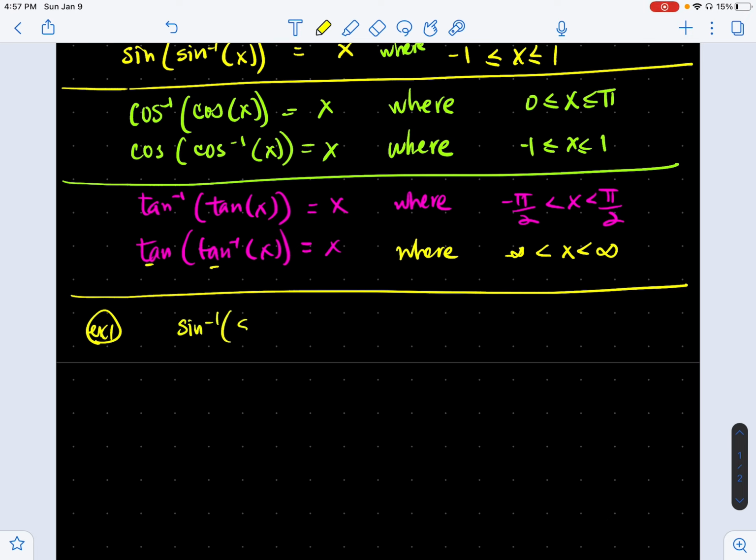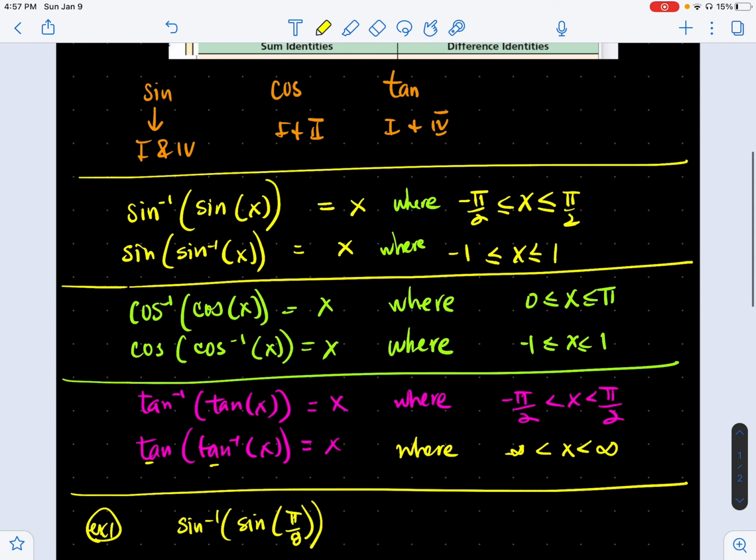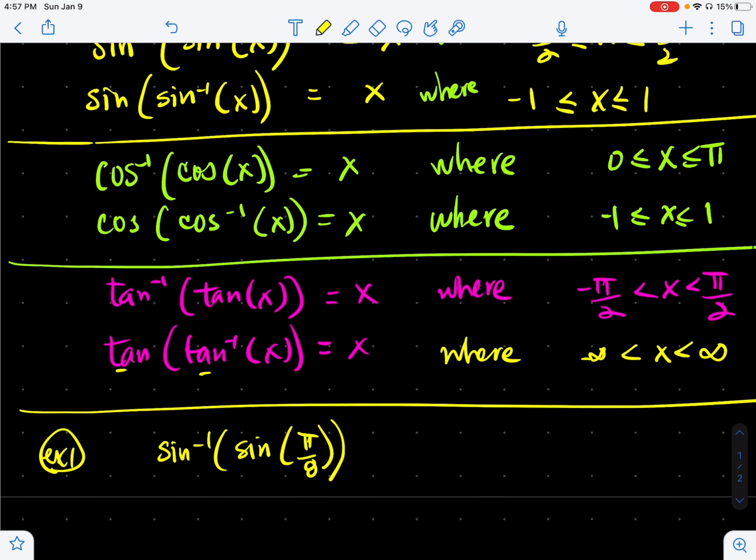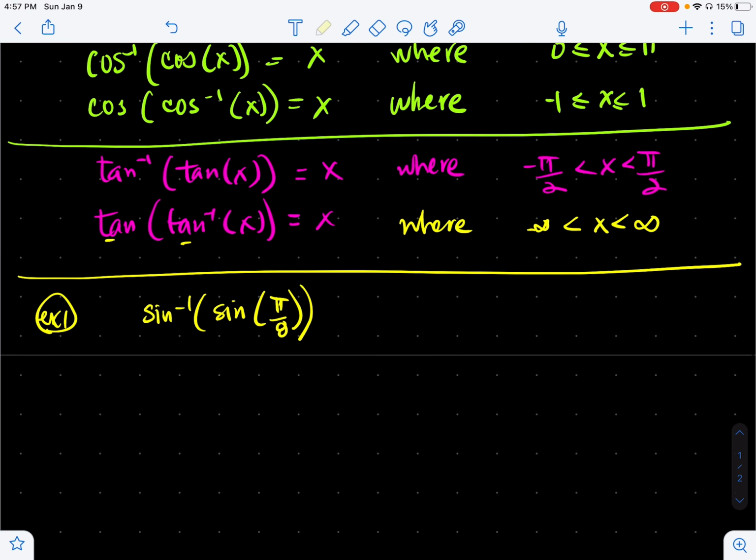It's the understanding part. Let's say this is the question: sine inverse of sine of pi over 8. Now, all the x's above in the table were inputs, like any input. Now I'm actually starting to give you specific inputs. Since it's sine and its own inverse, they can cancel each other out. That leaves me with pi over 8.